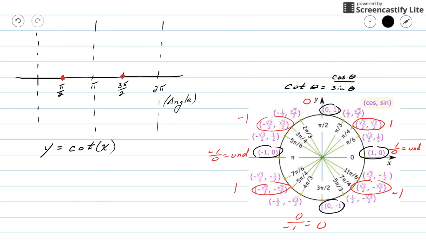Plotting these points, here's pi over 4, 3 pi over 4, 5 pi over 4, and then 7 pi over 4. All right, so at pi over 4, it's at 1, and here's negative 1. At 3 pi over 4, negative 1. 5 pi over 4, we said was 1. 7 pi over 4, negative 1.